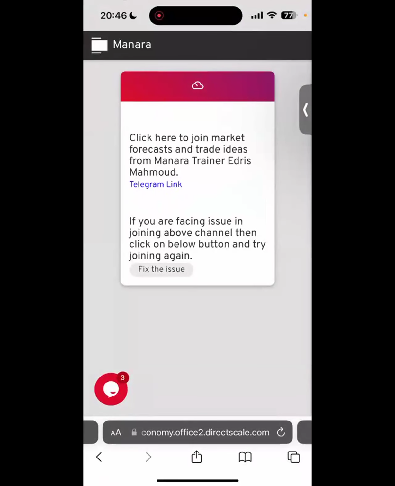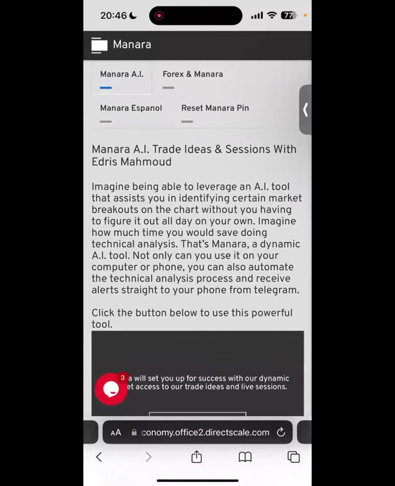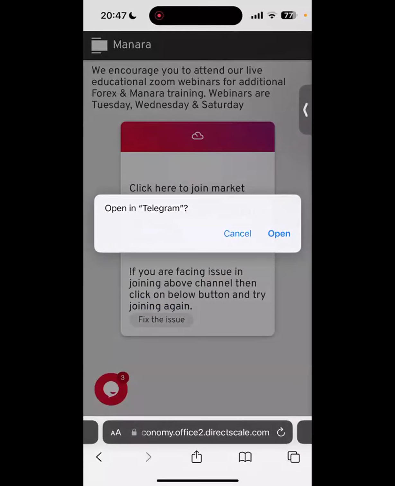So come up. Choose Forex and Manara. Scroll down. Okay, click the Telegram link. And join. Okay, so go back.